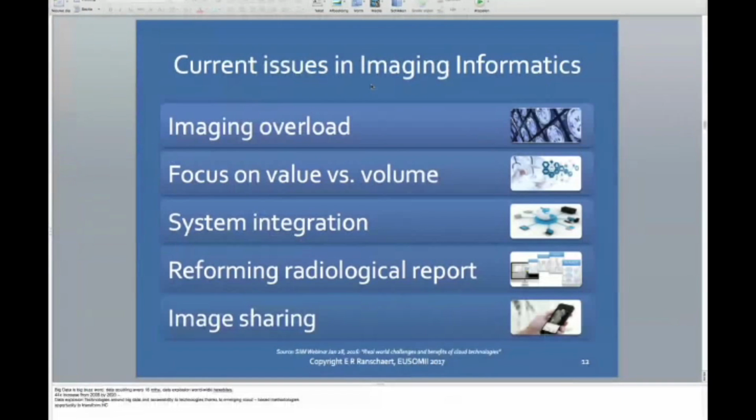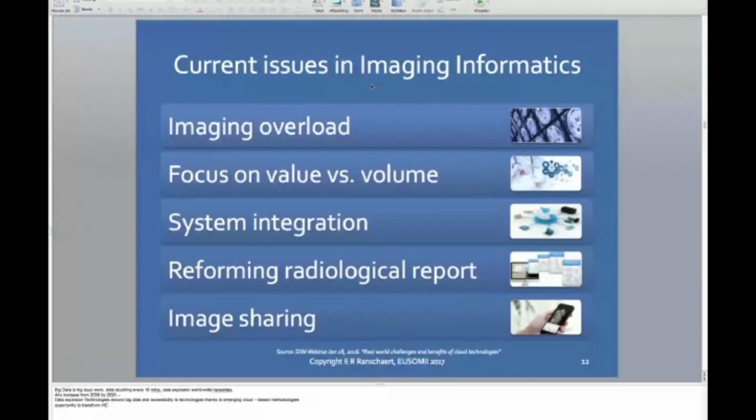What are the current issues in imaging informatics? So we are confronted with an imaging overload. There are too many images, or the amount of images that we are producing is increasing. And we are also going through a shift to value instead of volume. So the value of radiology is being appreciated more than the productivity. Radiologists are focusing increasingly on the value of their services instead of the volume of their services.